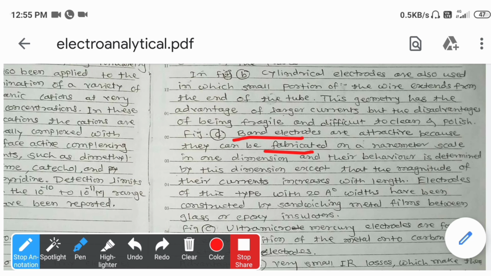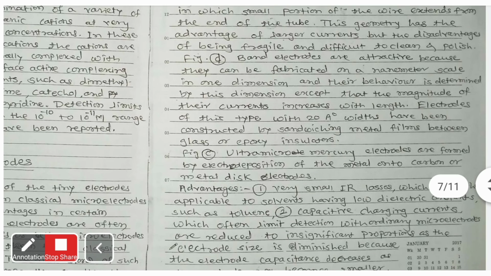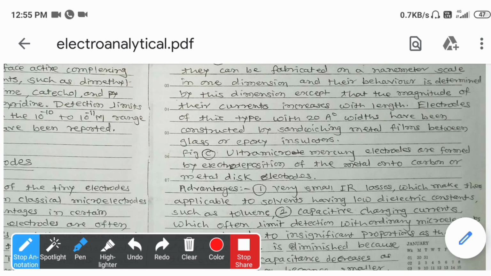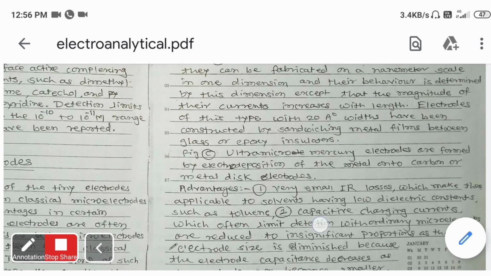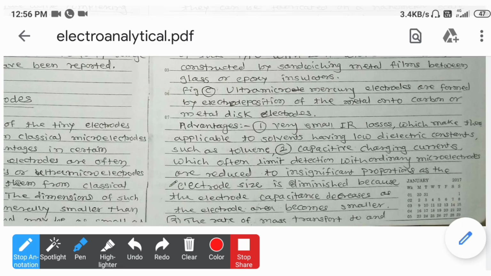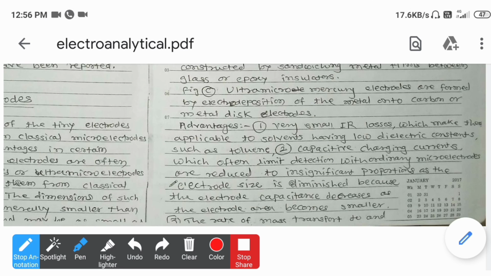The magnitude of their current increases with the length of the band. An electrode of this type with 20 angstrom width has been constructed by sandwiching metal films between glassy or epoxy insulator. So the conducting material is in between the non-conducting material, sandwiched between glass or some epoxy insulating materials. The last type is the ultra micro electrode having a mercury electrode, formed by electrode deposition of the metal on a carbon or metal disc.